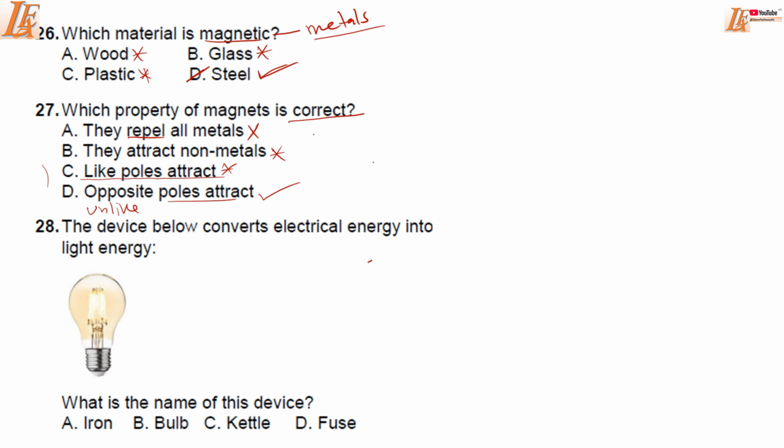Question 28. The device below converts electrical energy to light energy. Devices which convert one form of energy to another form of energy, we call them transducers. So these are transducers. Now, what is the name of the device? A, iron. This is wrong. B, bulb. This is correct. This is a bulb which converts electrical energy to light energy. C, kettle. This one is wrong. Then D, fuse. This is wrong. So the correct answer here is a bulb.